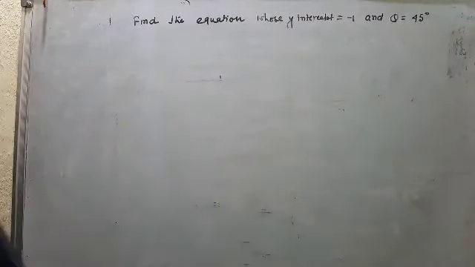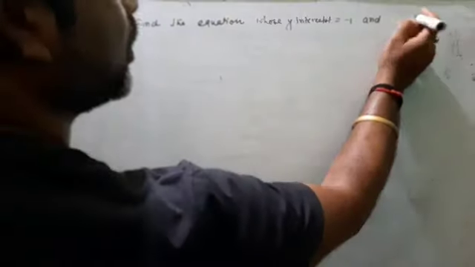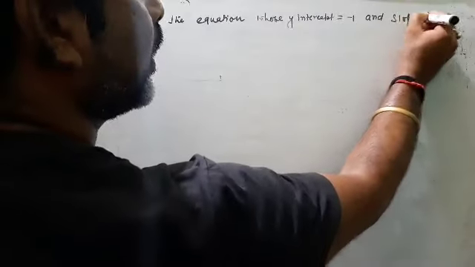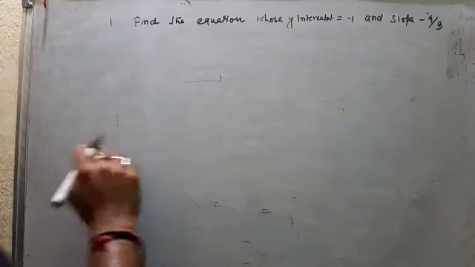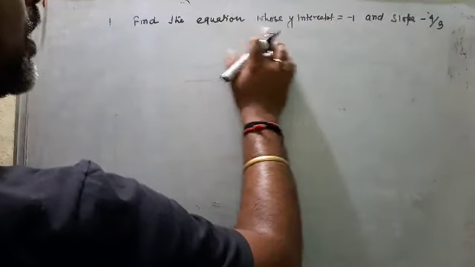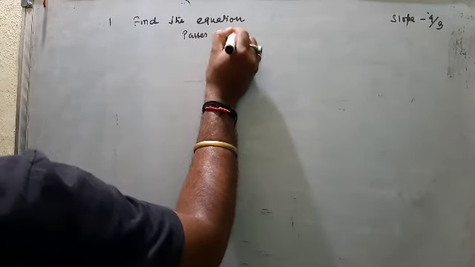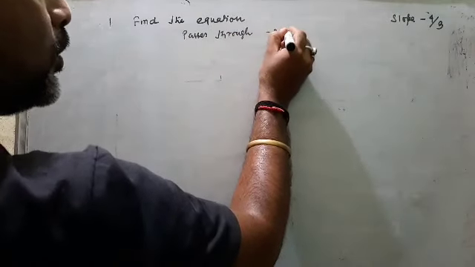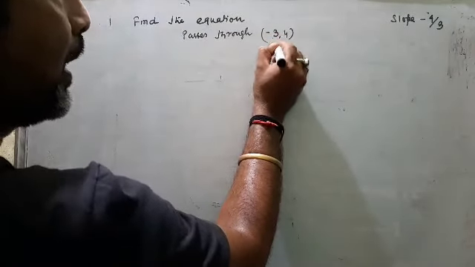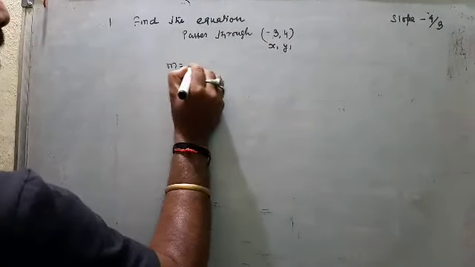Again, one more question. Find the equation of a line whose slope is minus 4 by 3, and which passes through minus 3 comma 4. So this minus 3 comma 4 is your x1 and y1, and slope is given. Slope given means m is given, minus 4 by 3.